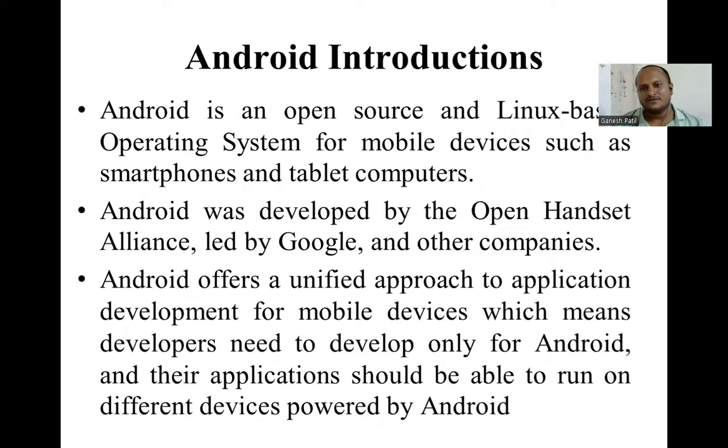Okay, first, what is Android? See, in the world, the maximum number of mobiles use the Android operating system. But Apple mobiles use the iOS operating system. iOS means iPhone operating system. Samsung, Motorola, Redmi, Realme, these mobiles are using the Android operating system.